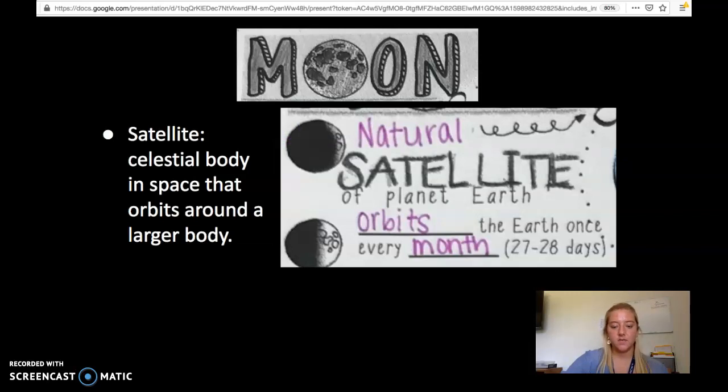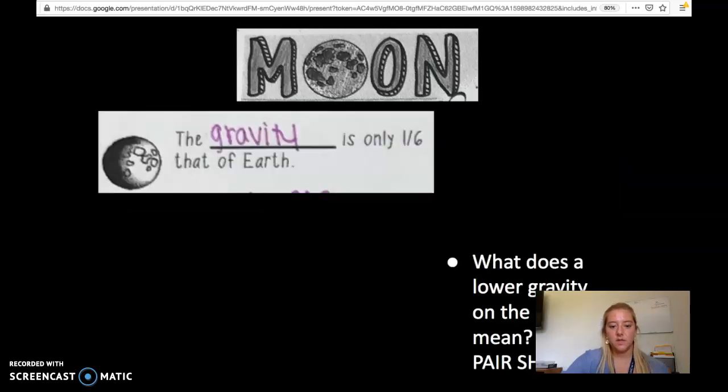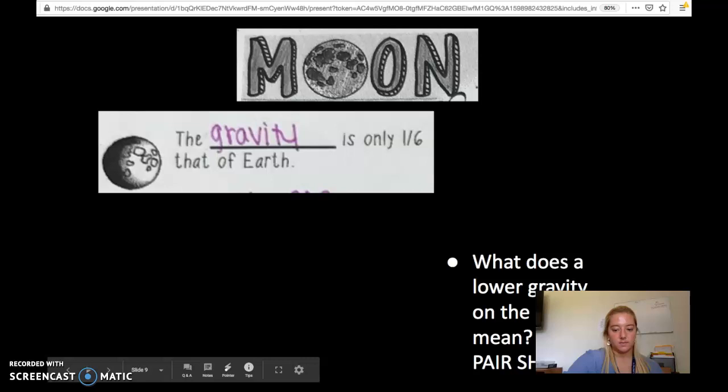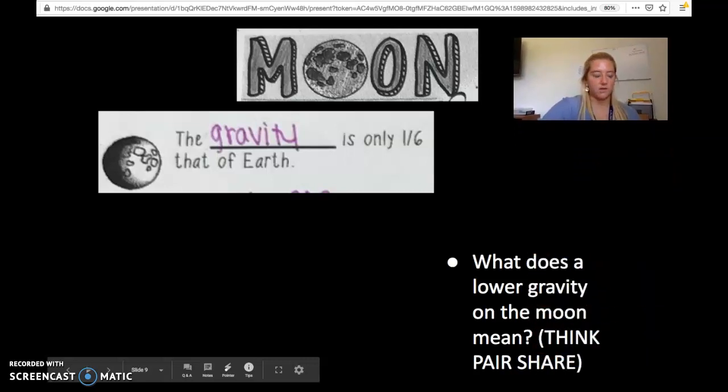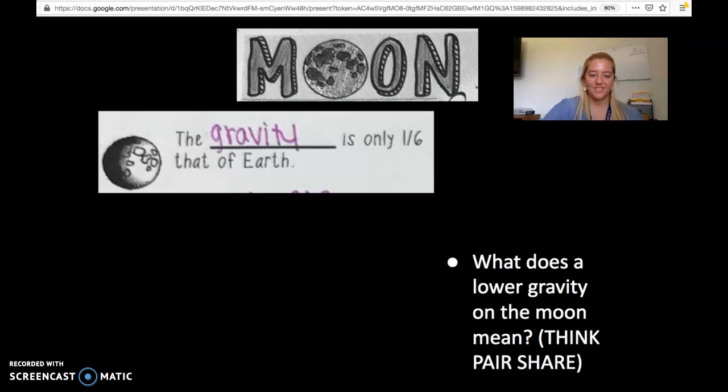Again, pause it if you need to. Gravity is only 1/6 of that on Earth. On the moon, that is why we see the astronauts, right? Why they can kind of bounce around in space. That's because gravity is not as strong on the moon as it is on the Earth.